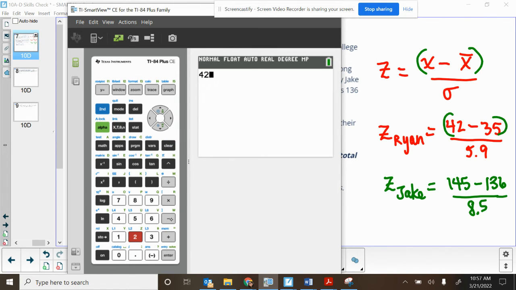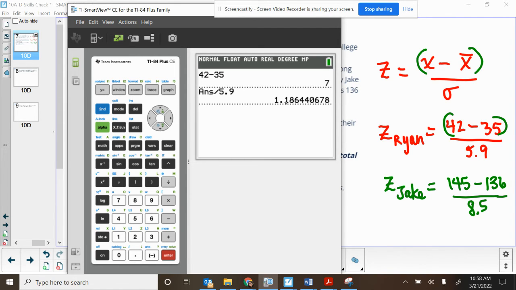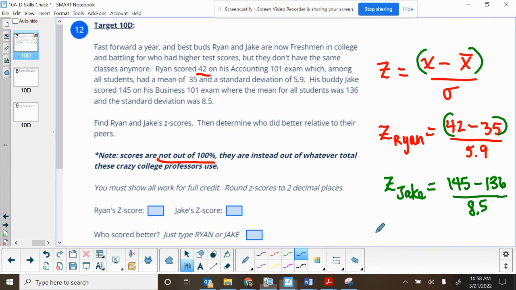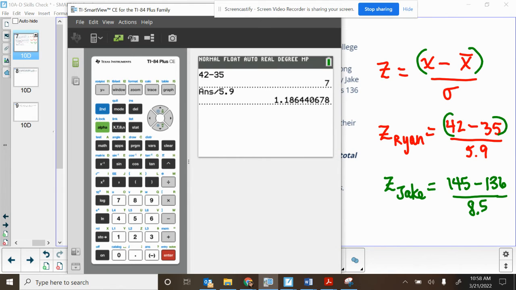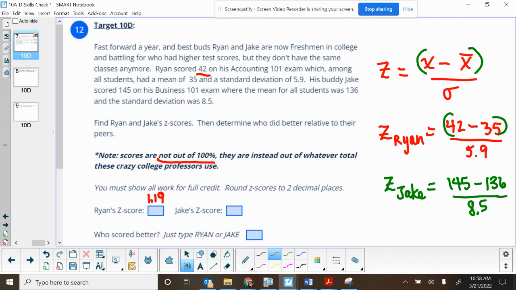So this has nothing to do with how well Ryan or Jake would actually do. For this first one, I'll do 42 minus 35, which is 7, and then divide by 5.9. I did it in 2 steps, so I didn't have to remember to put the parentheses. We're going to round to 2 decimal places. So 1.19 for Ryan. And then for Jake, we will do 145 minus 136, which is 9, but it's a higher standard deviation. So 1.06.